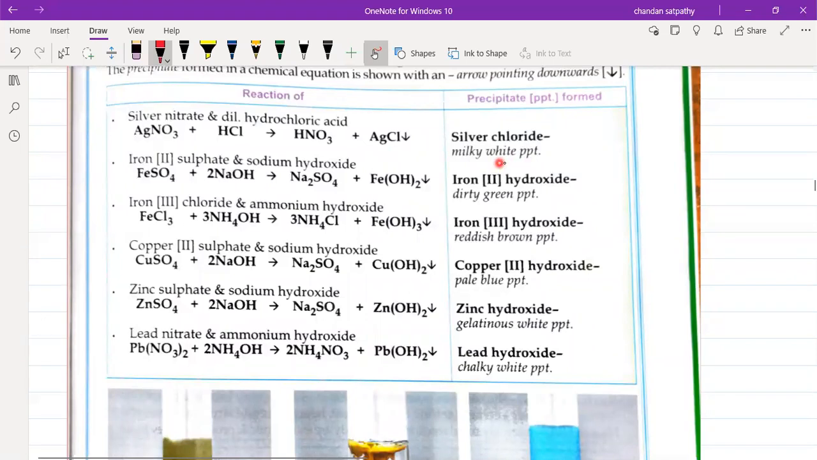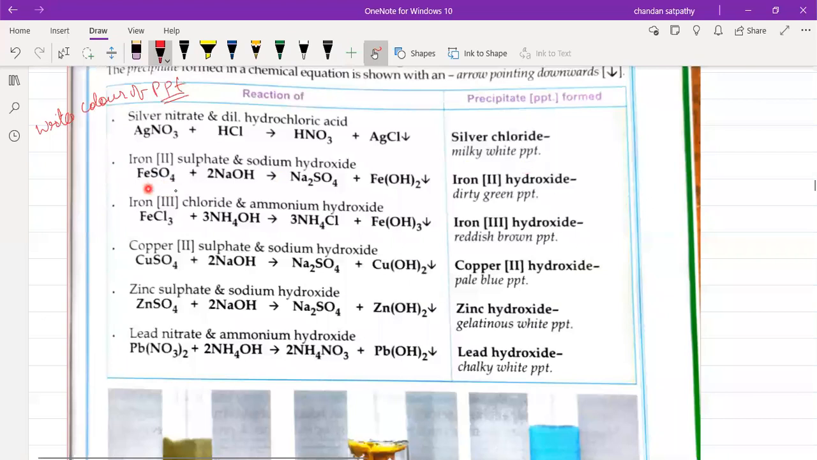You cannot write only white. You can lose your marks. So if this reaction is given, this question might come: you have to write the color of the precipitate. Understood? So you have to remember the reaction. In this reaction, the milky white silver chloride is a milky white precipitate.